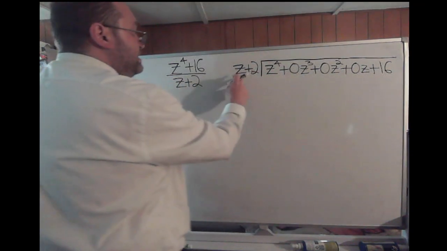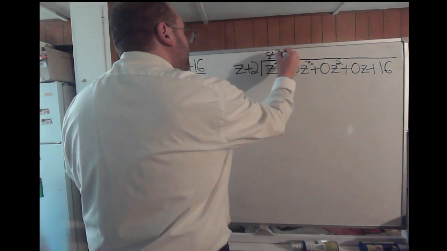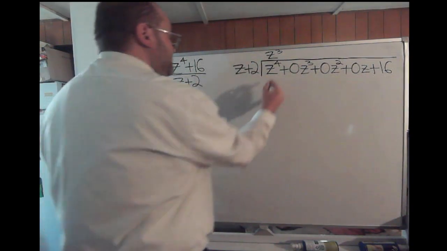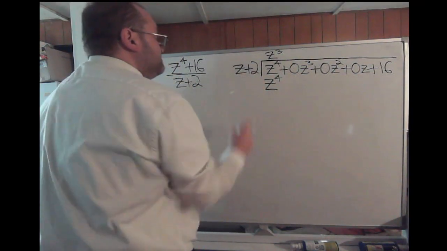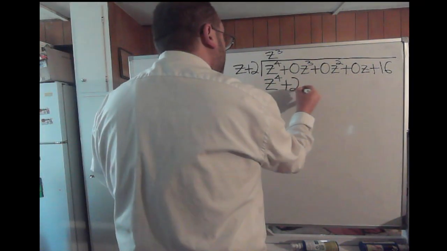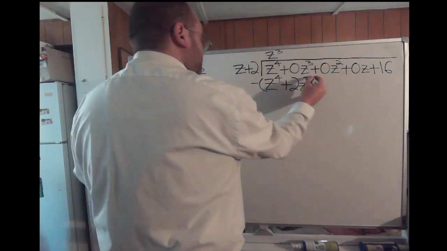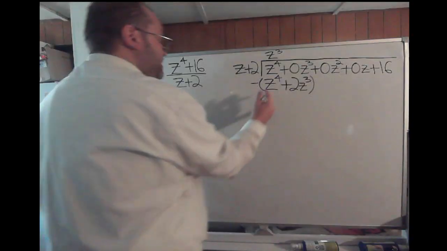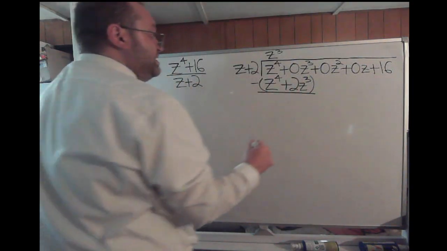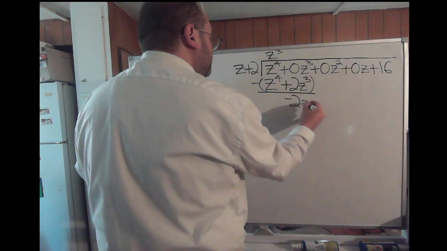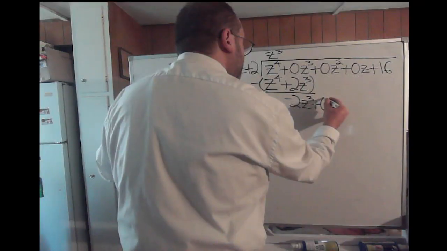Alright, so now z times what equals z to the 4th? Well, that'd be z to the third. Z to the third times z, that's z to the 4th, plus z to the third times 2, well, that'd be 2z to the third. So now you subtract the whole quantity of what you just got from your dividend. Z to the fourth minus z to the fourth is 0. 0z to the third minus 2z to the third, that'd be negative 2z to the third. Then you bring down your 0z to the second from the dividend.